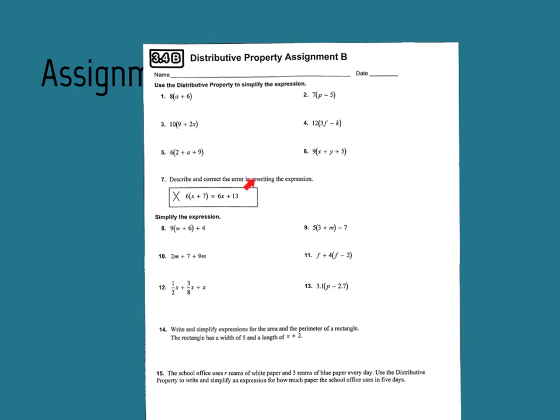This one says describe and correct the error in writing the expression. Okay, look at this. This is what they got. Now I want you to do this one and see what you get. Did you get the same thing? Well, if you got the same thing, there's a problem because it's an error. So what did they do wrong? Tell me in words right here what they did wrong. On number 14 and number 15, I would like you to draw what it's saying and try it out.